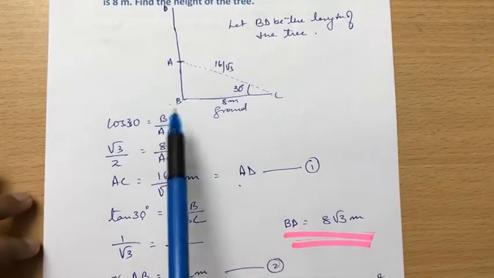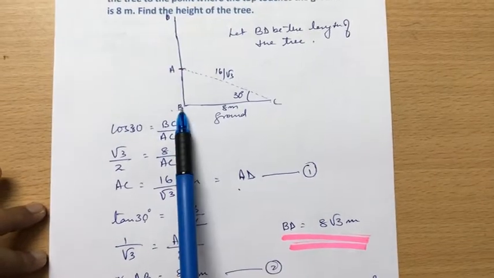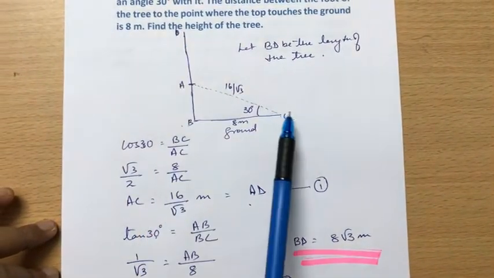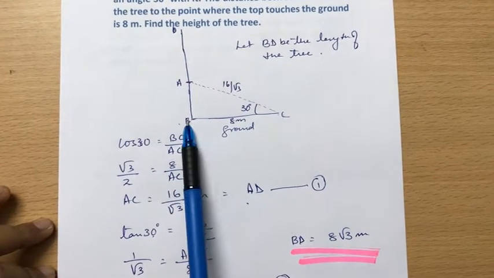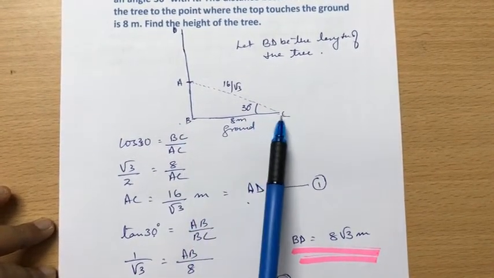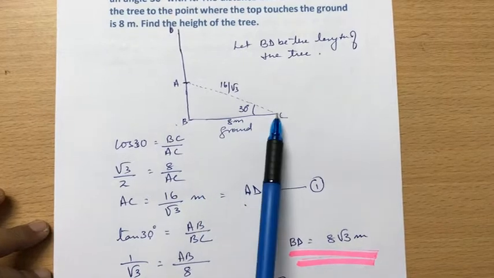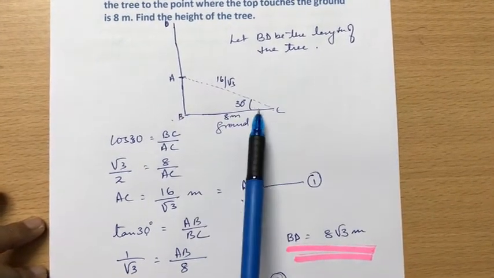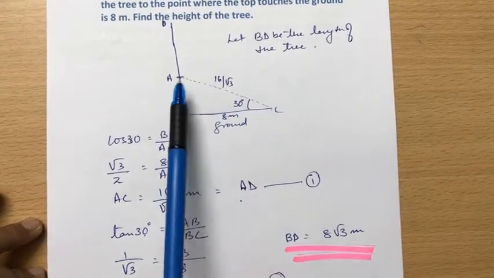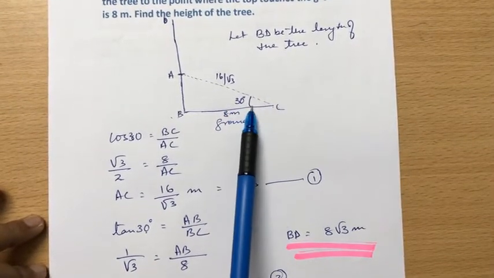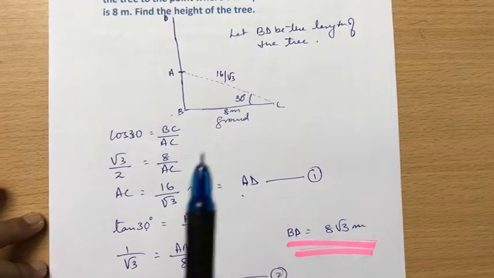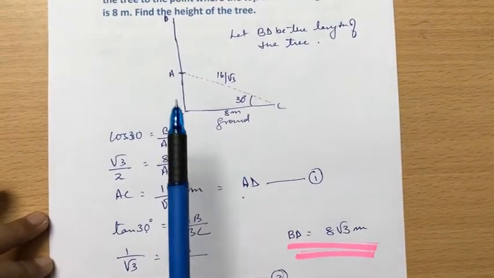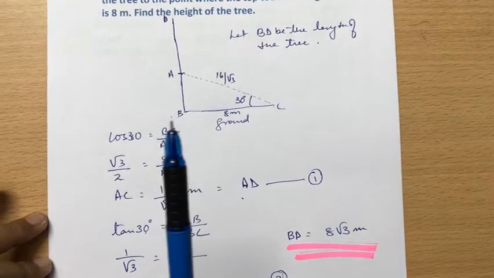Are you able to understand? This BD is the tree. From point A, the tree breaks. Now D touches point C, and BC, the ground where the tree touches, is at 8 meters from the foot of the tree, and the angle that the top part of the tree makes with the ground is 30 degree. So the question is, find the total height of the tree. So let BD be the total height of the tree.